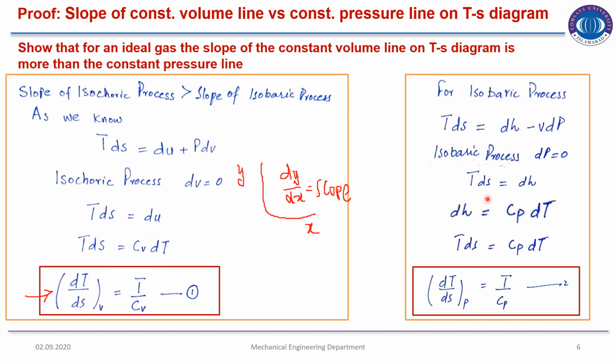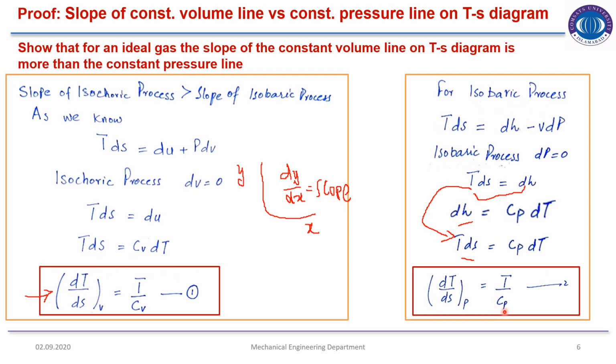So here we have dH is equal to TdS, so TdS is equal to Cp dT. So we have utilized this relation. We have replaced dH with TdS. So TdS is equal to Cp dT. So we will calculate dT by dS is equal to T over Cp.